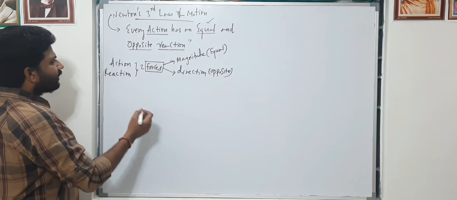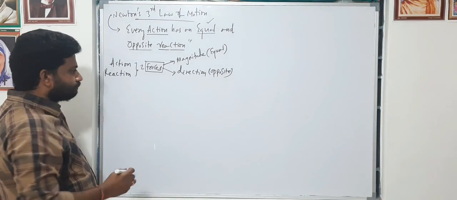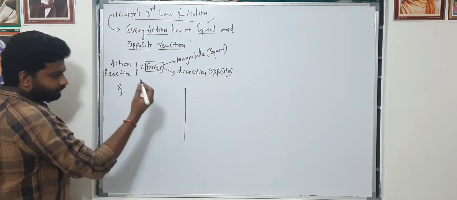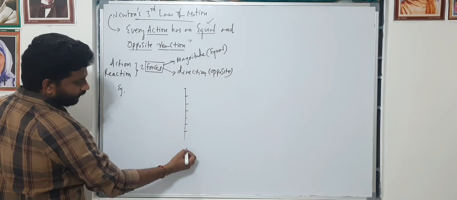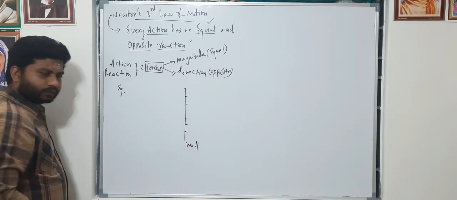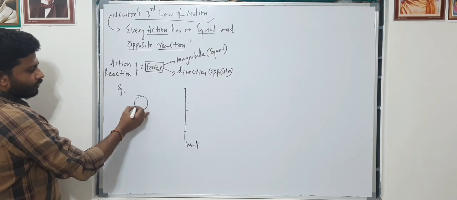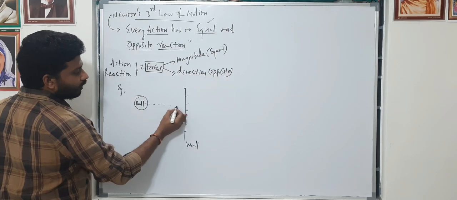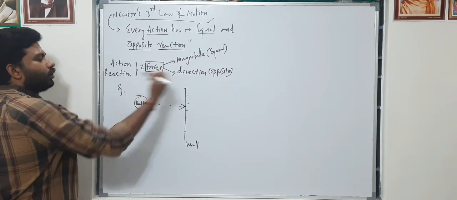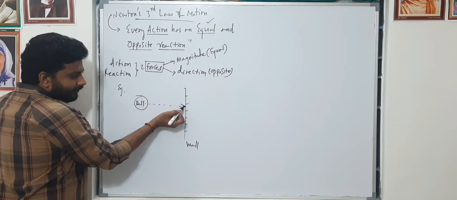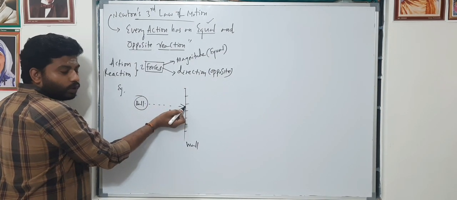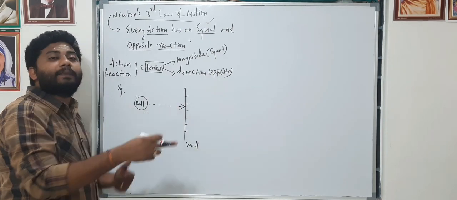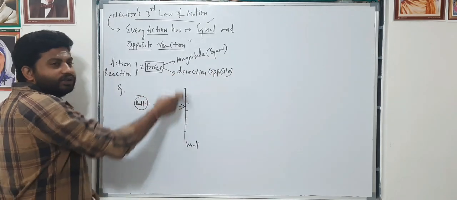Listen to me, an example here carefully. Look at this example. So there is a wall here. So this is the wall. So I have a ball which is thrown towards the wall. You can see here, the ball is moving in this direction. At the time of the ball striking the wall, what happens here? There is a force exerted. By exerted means applied. Force applied on the wall.